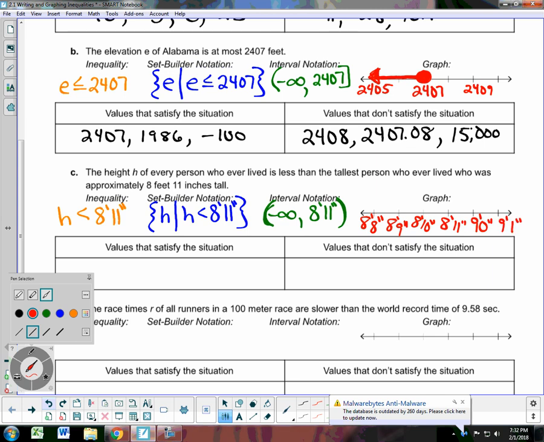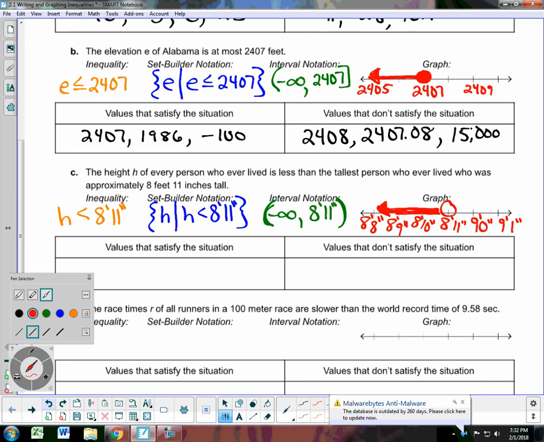Okay, anyway. This time, we put an open circle, but we don't fill it in because that open circle represents that we cannot land on 8 foot 11. And we are shading to the left because we are going less than that number. There we go.